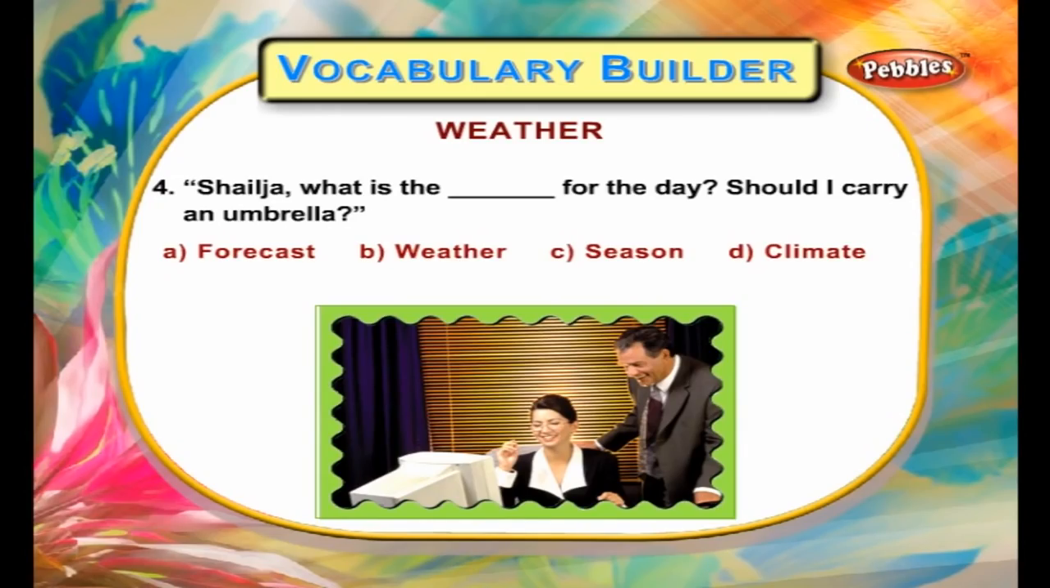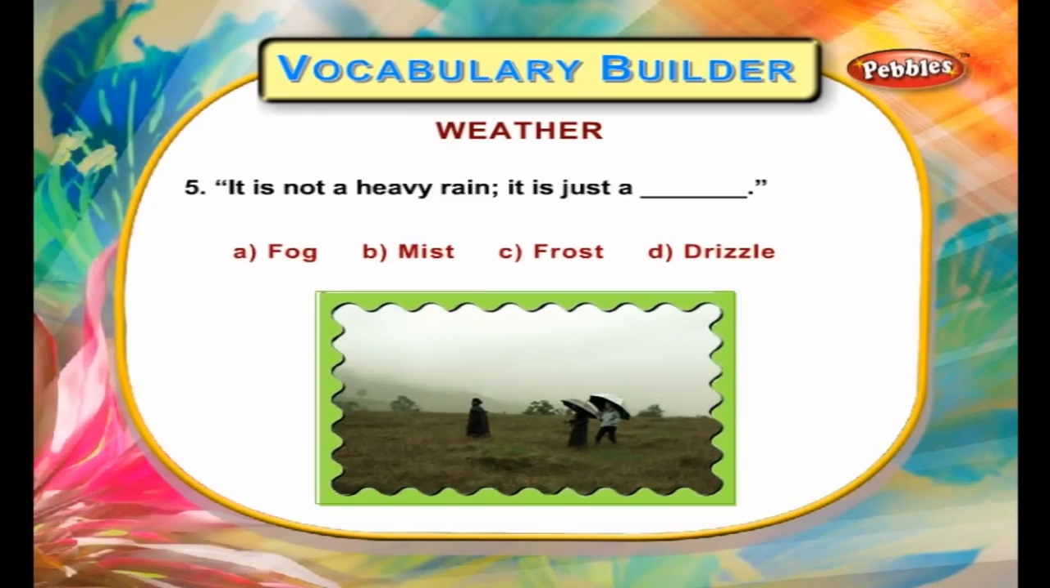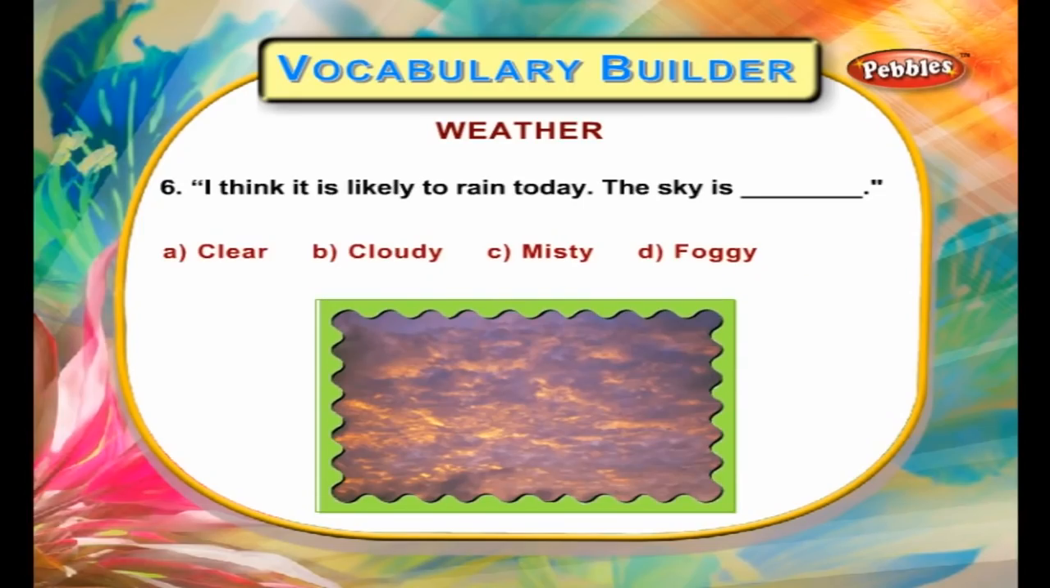Shailaja, what is the forecast for the day? Should I carry an umbrella? It is not a heavy rain. It is just a drizzle. I think it is likely to rain today. The sky is cloudy.